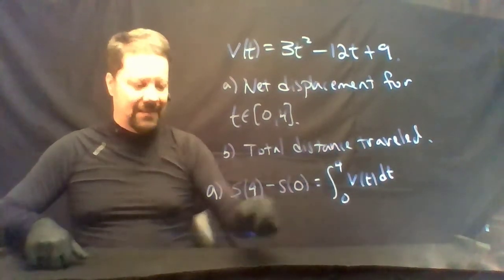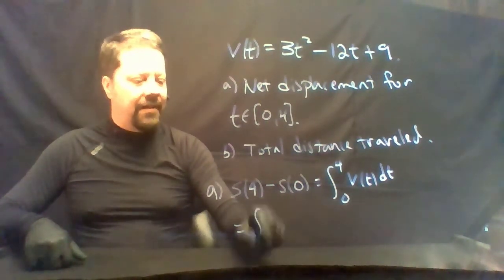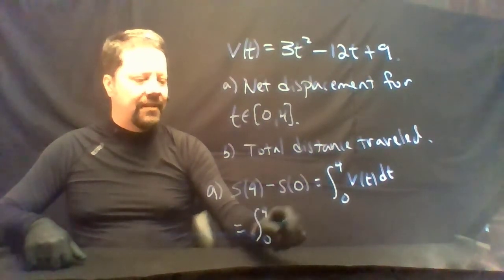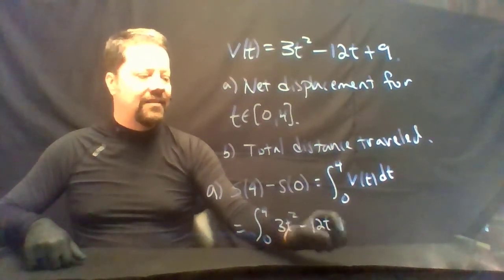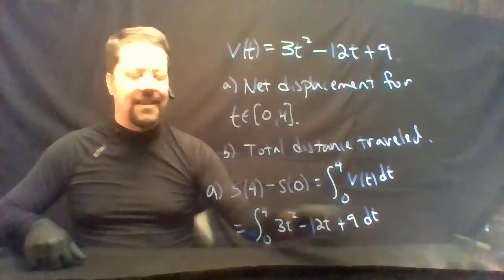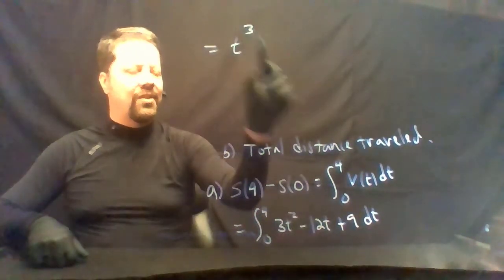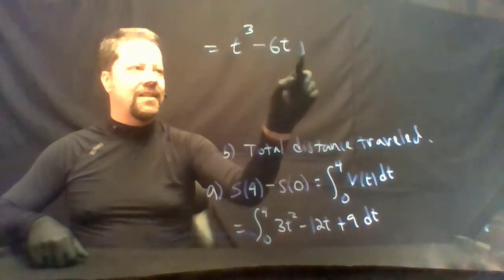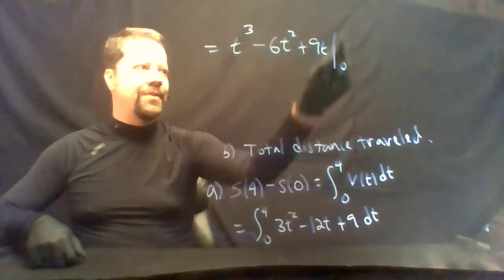What do we get? Let's find out. We have the integral from 0 to 4 of 3t squared minus 12t plus 9 dt. This gives us t cubed minus 6t squared plus 9t evaluated from 0 to 4.